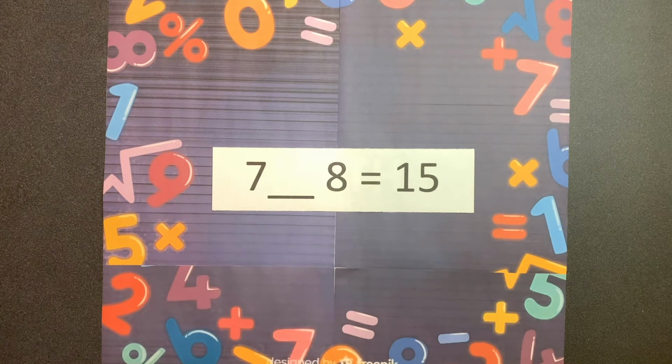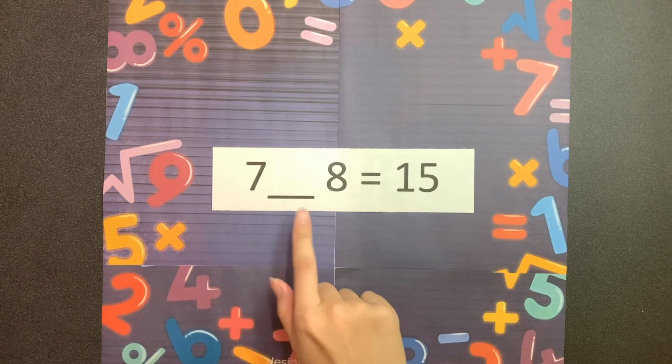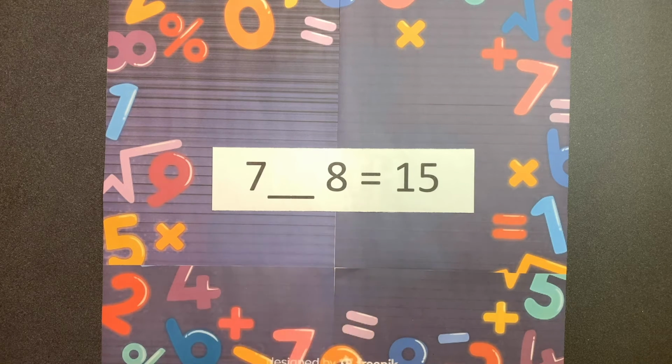Now, let's look at our first equation as an example. Here's our equation. 7 blank 8 equals 15. How can we get 15 with 7 and 8? Do we add or subtract, friends? Let me hear those answers. We're adding! Amazing job, guys!